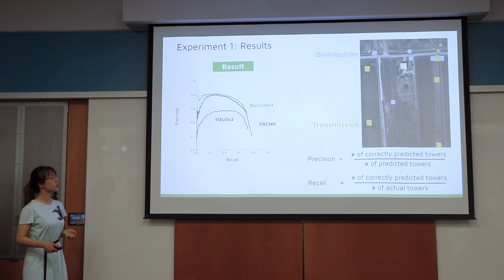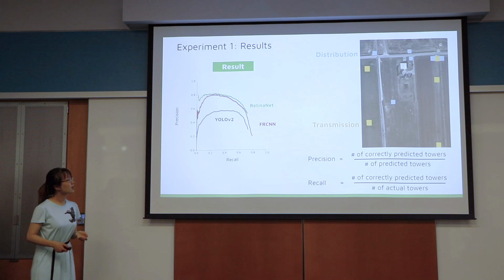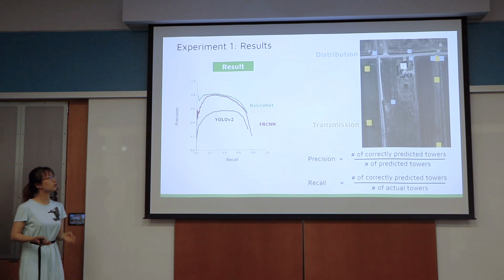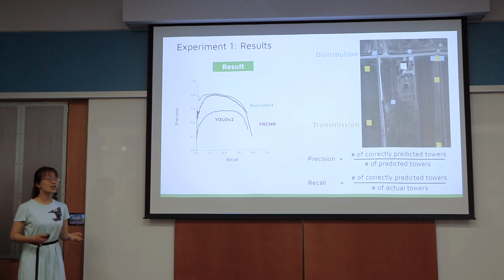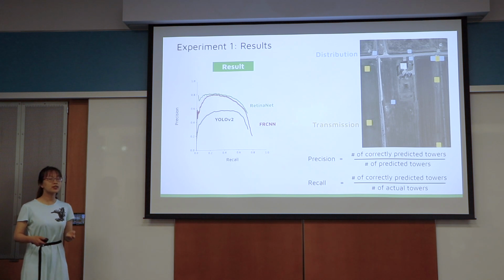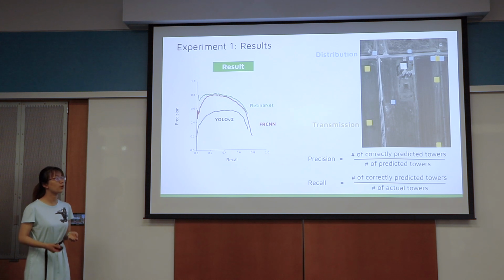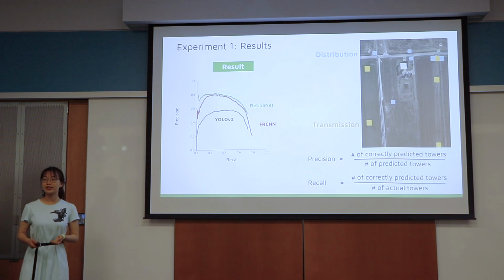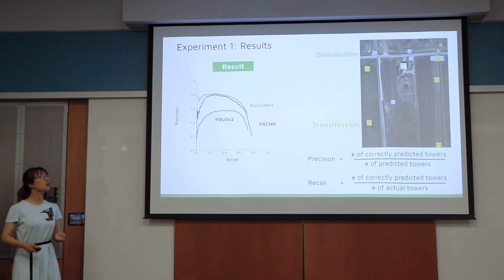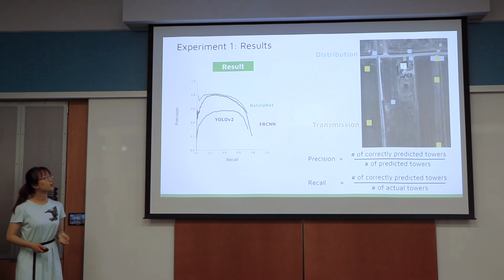And the problem with Faster R-CNN is that it has a slightly higher recall value than RetinaNet. However, the expense of it is that the precision goes really low, as low as 0.2 when the recall is about 0.8. That means for every 1 tower that it detects correctly, it is going to give out 4 false positives. And this will be really problematic when we are trying to draw out the grid pattern. Therefore, we think that RetinaNet is the best model we have for our problem.